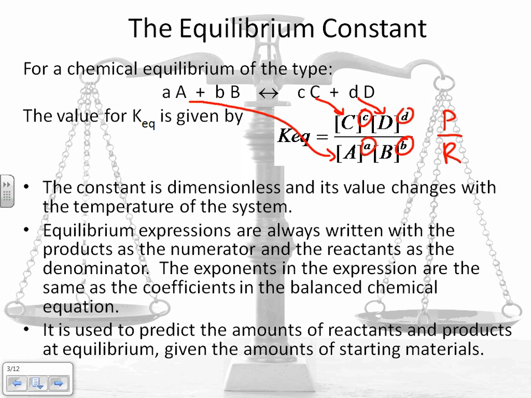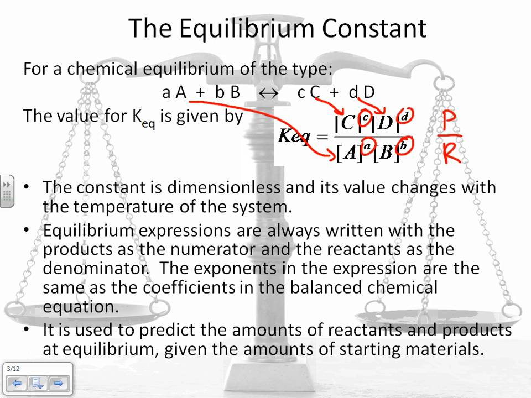This value of KEQ is a constant, it's dimensionless, and its value changes with the temperature of the system. That means if you have a reaction that reaches equilibrium and you change the temperature, the equilibrium has to reestablish itself, and the concentrations change, which means your value for KEQ changes. What's good is that it is dimensionless, so you don't have to worry about units for KEQ, which is kind of nice.